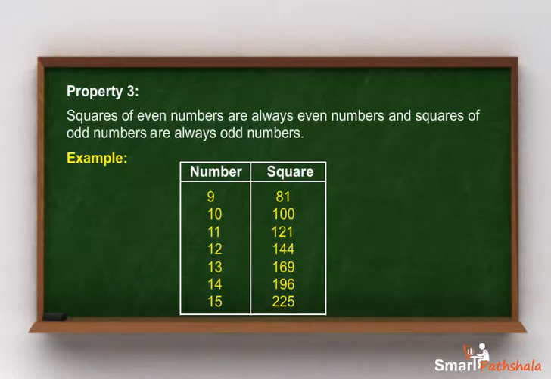Number 10, square 100. Number 11, square 121. Number 12, square 144. Number 13, square 169. Number 14, square 196. Number 15, square 225.